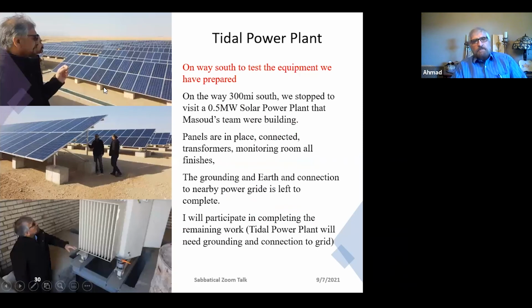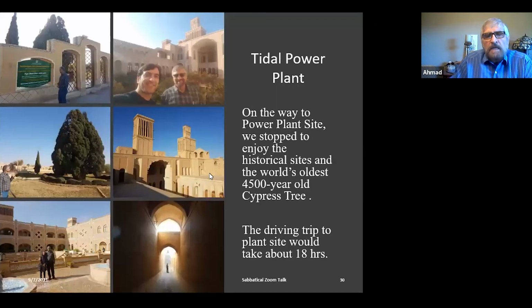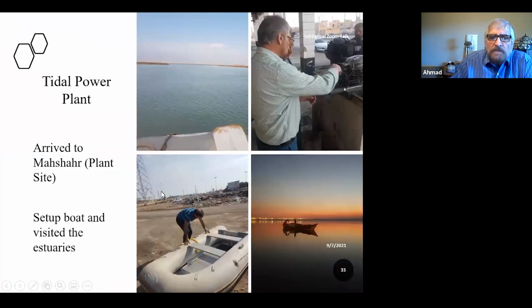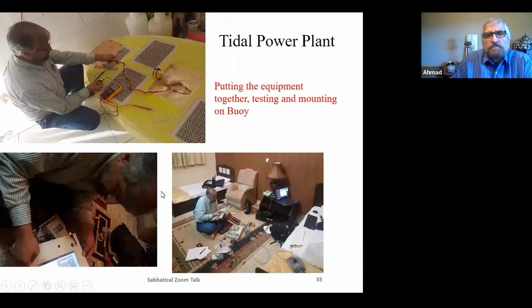The software is working. We calibrated the device and the sensors, and we are ready to take it down south. On the way south, we stop at this solar power plant that is three quarters of the way done, and I actually participated in the grounding system of this, as well as reducing the resistivity of the earth in the final phase of the power plant. On the way, we visited some landmarks, the oldest cypress tree in the world. And once we got to the site, we made the boat ready.